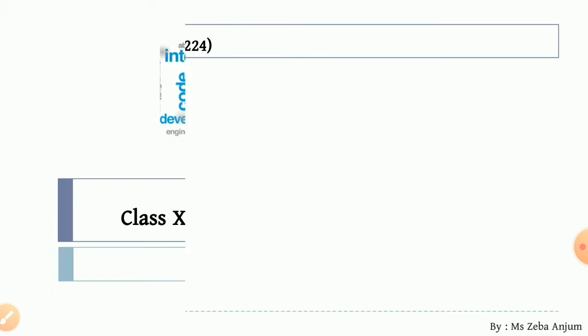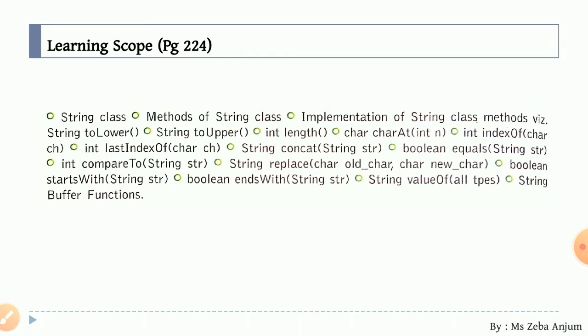Okay. So before starting, let us see learning scope. If you open your book on page number 224, you will be able to see such kind of picture at the very top. Okay, now what is this? These are the topics that you are going to study in this chapter. Okay, firstly you will study about string class. What is a string class? How we are going to define your string class? How we are going to assign your string class? Yes, such kind of things we will study.